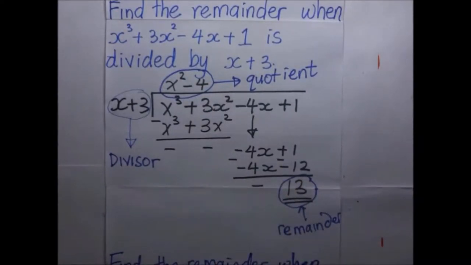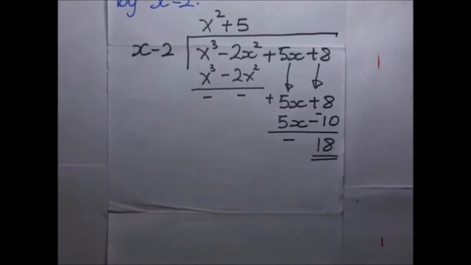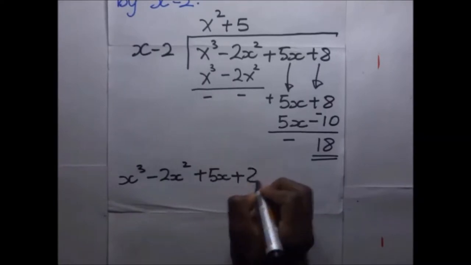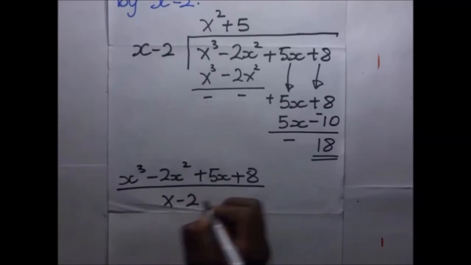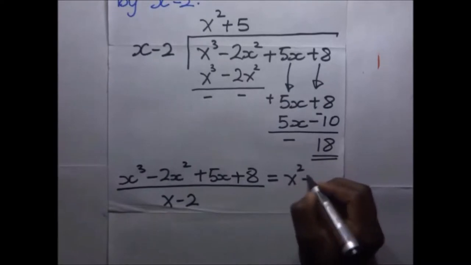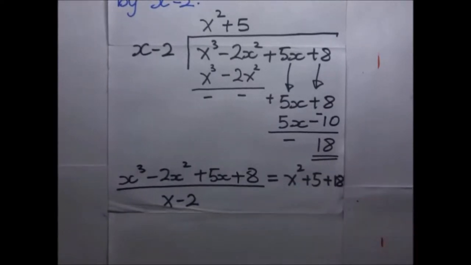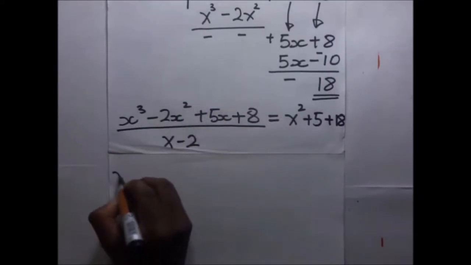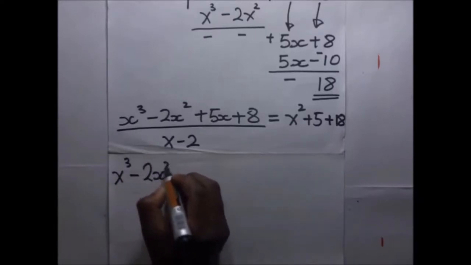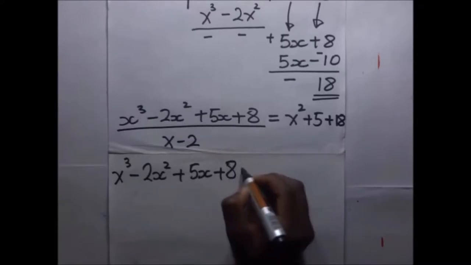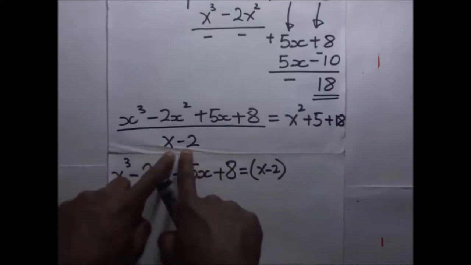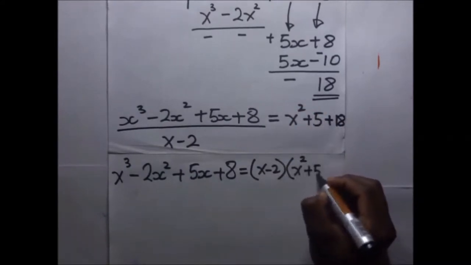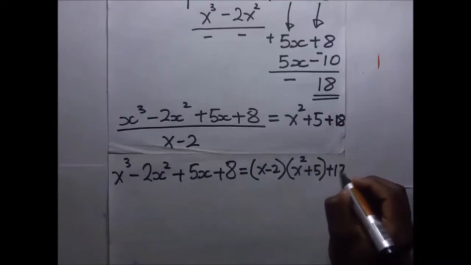So, we can express this in a different way. When we got this x cubed minus 2x squared plus 5x plus 8, when we divided that by x minus 2, that gave us x squared plus 5 as our answer, plus the remainder, which is 18. So it means that if we made this a flat equation, we multiply x minus 2 on both sides, this remains this way, so it becomes x cubed minus 2x squared plus 5x plus 8 is going to be equal to x minus 2, we have multiplied x minus 2 on both sides, multiply that by the quotient, which is x squared plus 5, plus the remainder. That's going to be plus 18, which is the remainder.